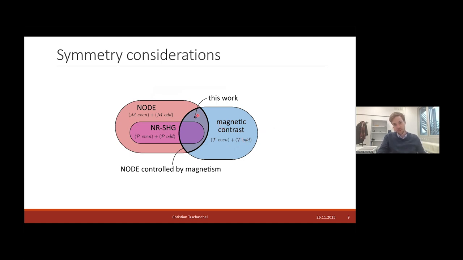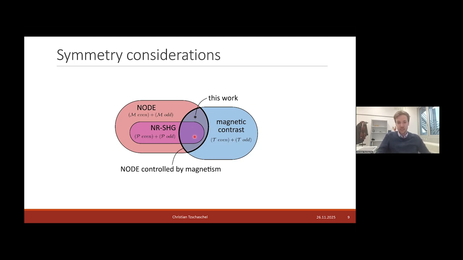Our work sits here in the intersection. So we do not have non-reciprocal SHG in our system, but we do observe a node, and we do have time reversal symmetry breaking, which allows us to control the directionality of the node by the magnetism, which is possible if you're in this pocket. Okay, and actually all reports that I'm aware of non-reciprocal SHG sit in this pocket, although strictly speaking, it's not necessary to have time reversal symmetry breaking to get non-reciprocal SHG.